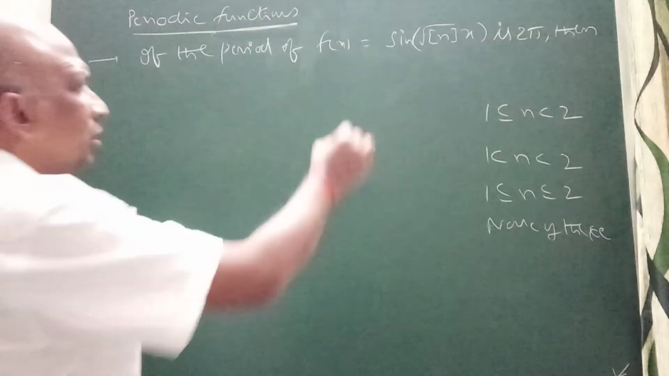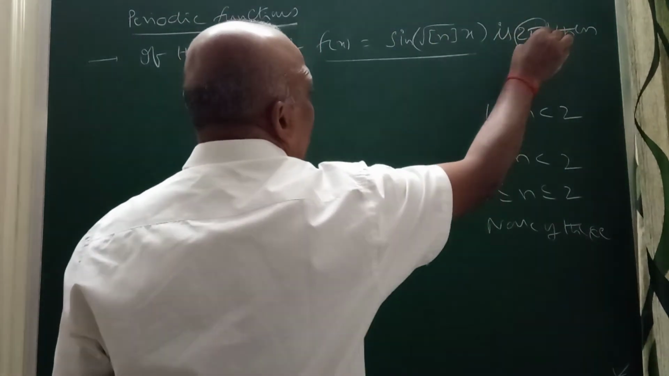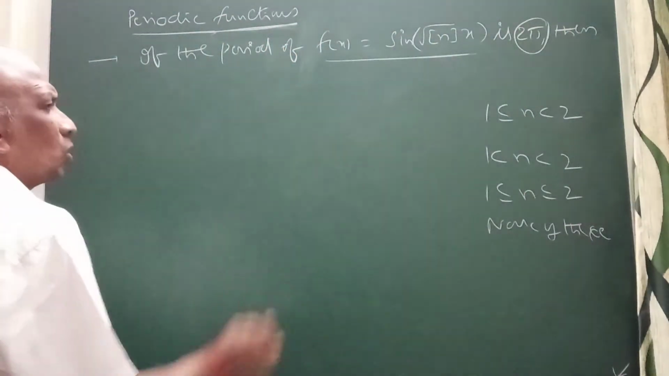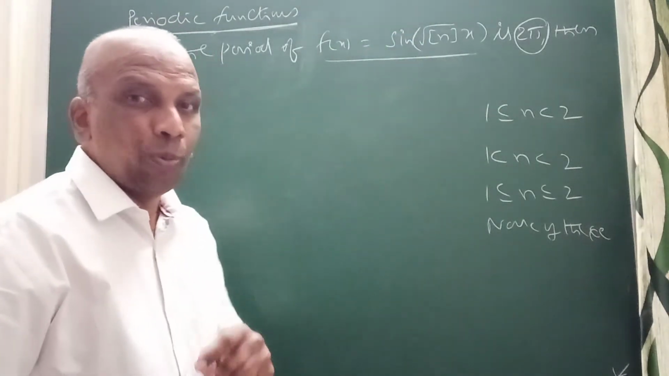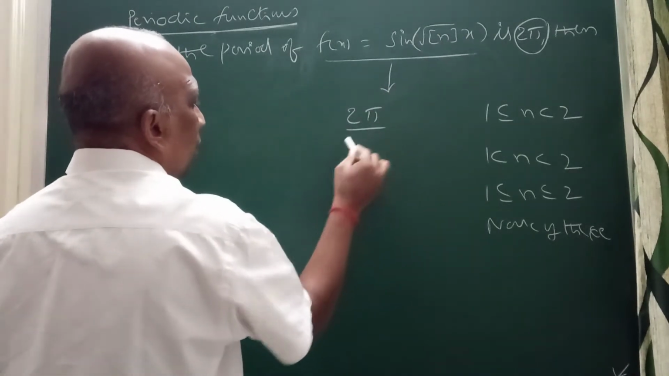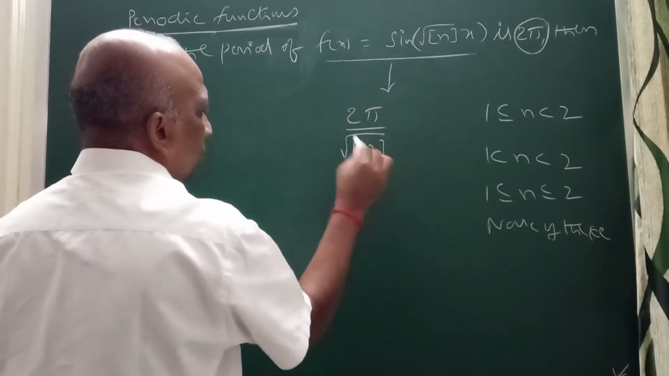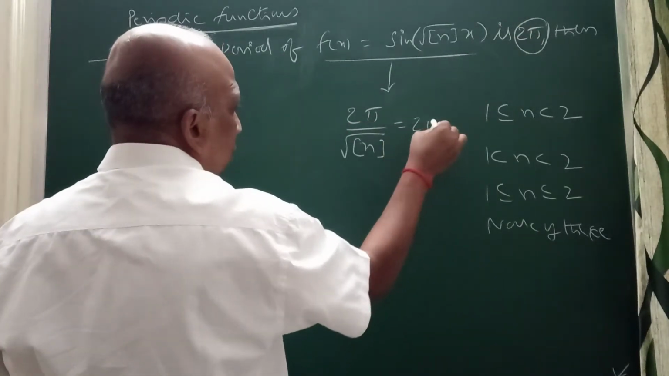Here, the period of this function is given as 2 pi. The period of sin theta is 2 pi. So the period of this function will be 2 pi by root of step n. So this is what we actually got, but they have given it is equal to 2 pi.